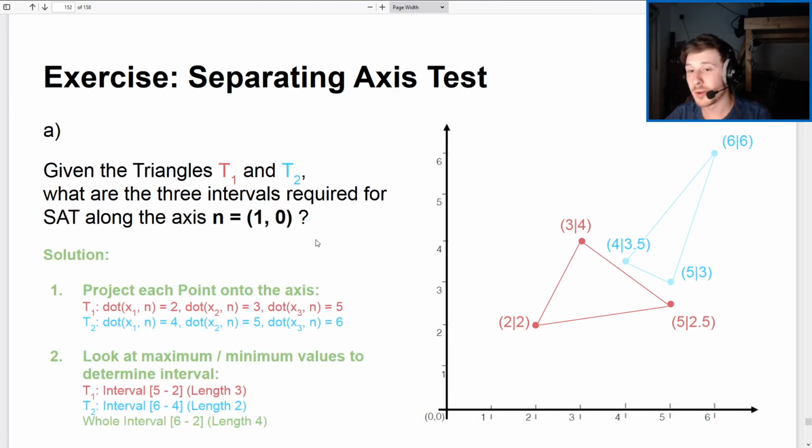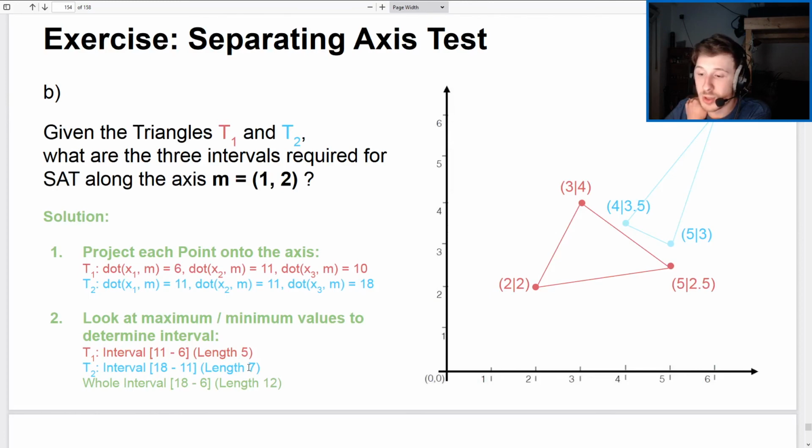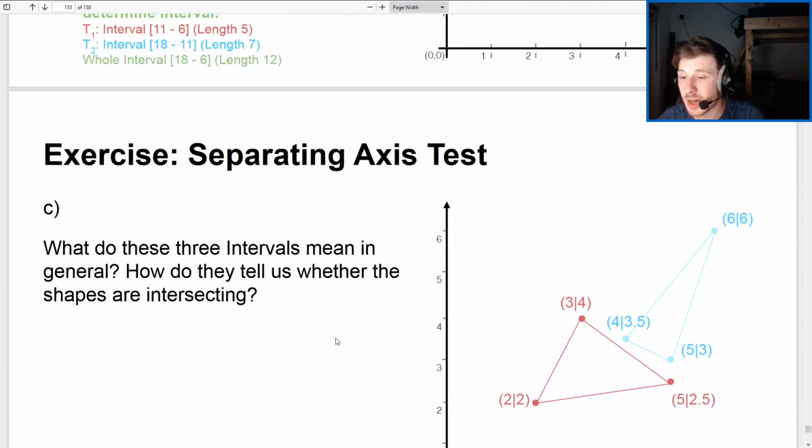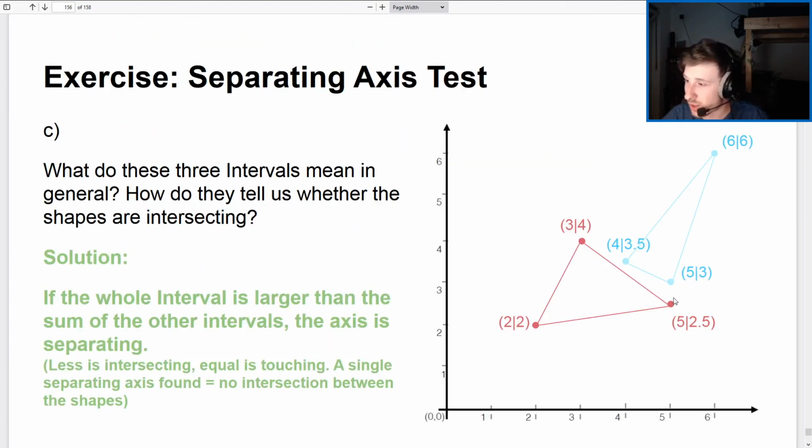So for the first test, we would say the length of the whole interval is 4, and the sum of all the partial intervals is 2 and 3, so 5. And we know 5 is longer than 4, so we know on the x-axis, or the axis 1, 0, they are intersecting. And then on the second separating axis test, we have the 2 intervals 5 and 7, which is 5 plus 7 is 12, and we have the length 12. So we know the interval length is the same, and that way we know they are touching, but not intersecting.